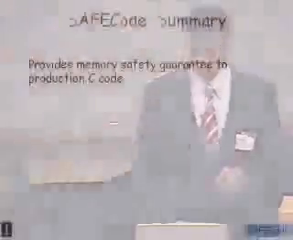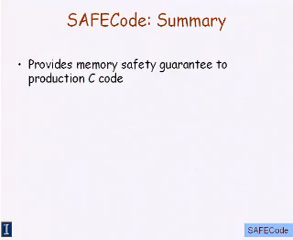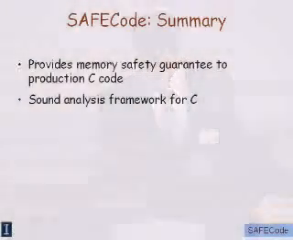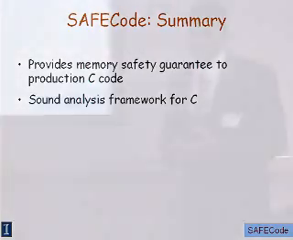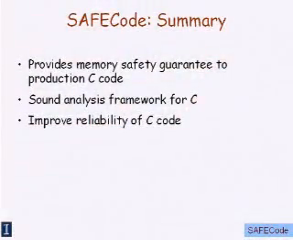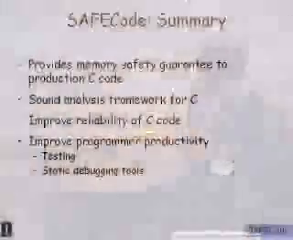To summarize, SAFECode provides a memory safety guarantee to production C code. It does so with low overhead. And it is also a sound analysis framework for C, because we have defined sound operational semantics for C based on alias analysis and call graph information. It improves reliability of C software that way.